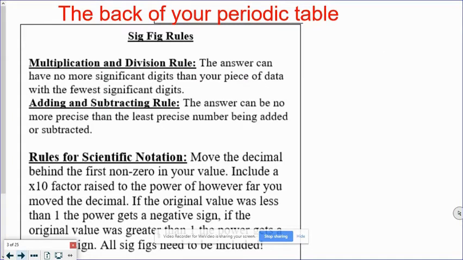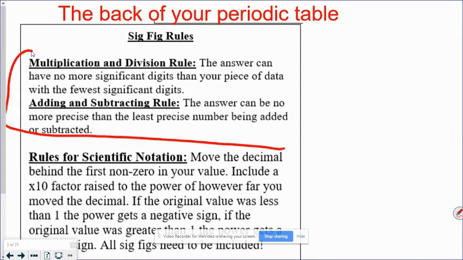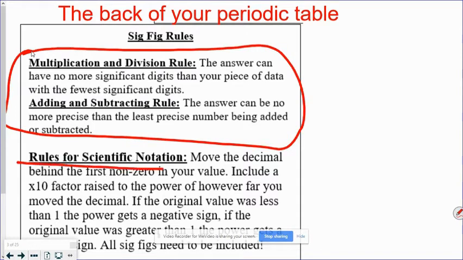These Sig Fig rules are on the back of your periodic table. So right here we have the 2 rules. There's no examples there, but the rules are there for you. And we have the rules for scientific notation in case you forget those.